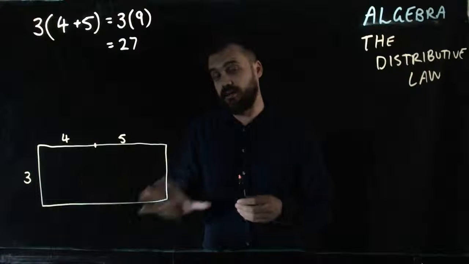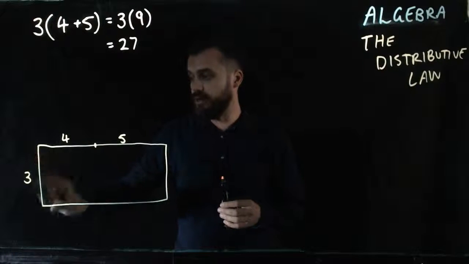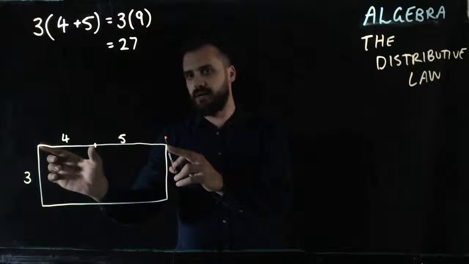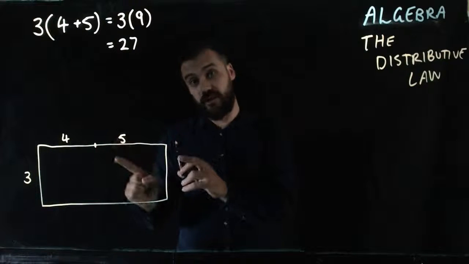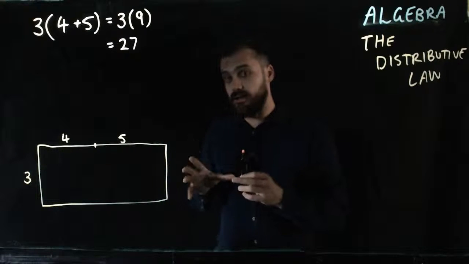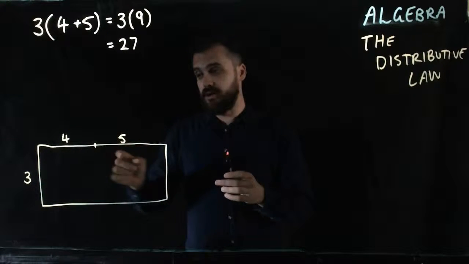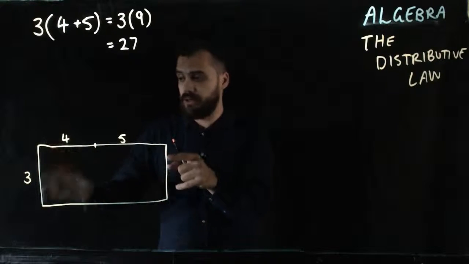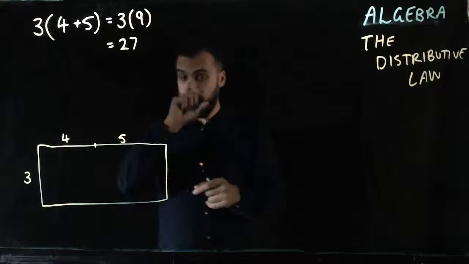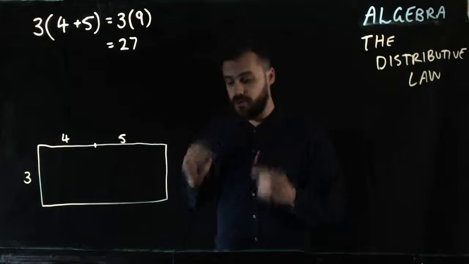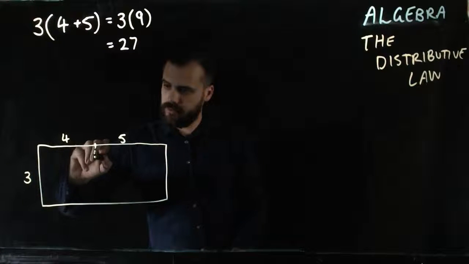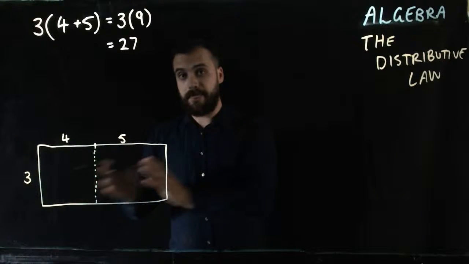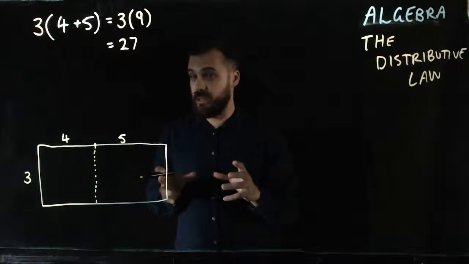So here's my rectangle. Now my rectangle has a width of 3 and a length, this is the interesting one, a length from here to here of 4 and from here to here of 5. Now you guys know that you can find the area of that by doing length, which is 4 plus 5, which is 9, times 3, which is 27. But there's a different way to do this. What you can do is break it into two separate rectangles and figure out each one of those rectangles separately.